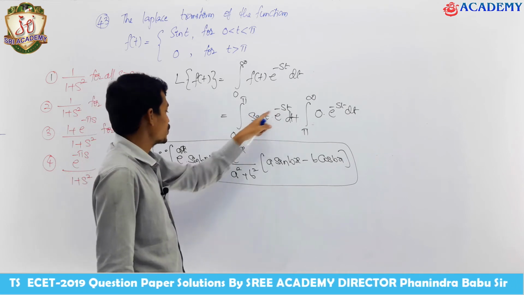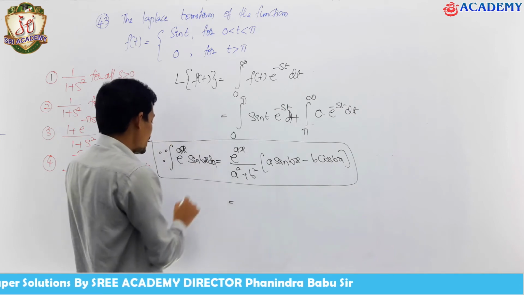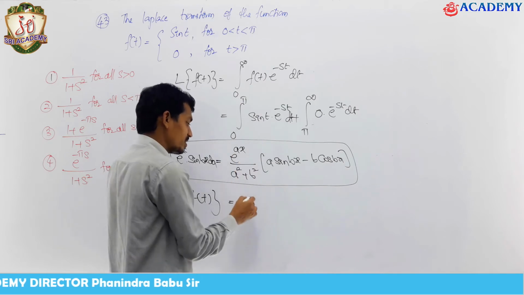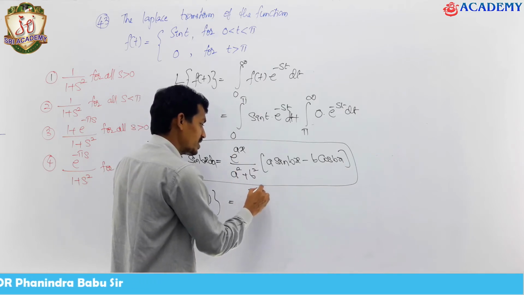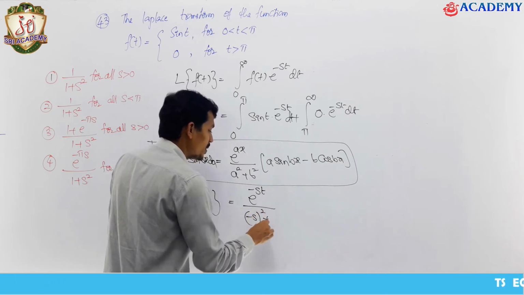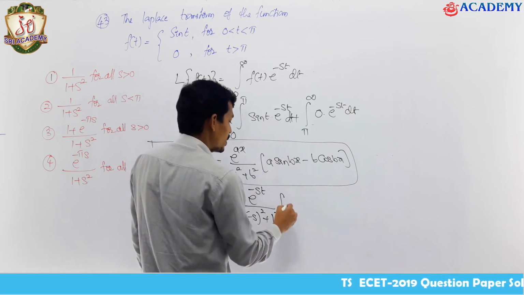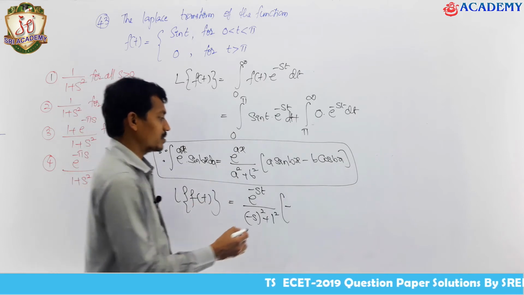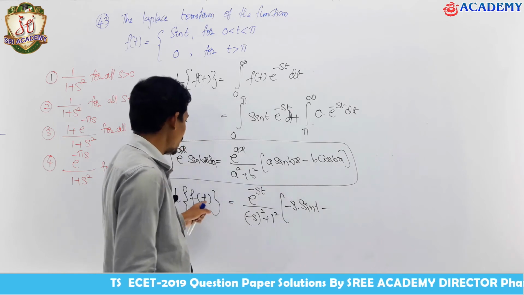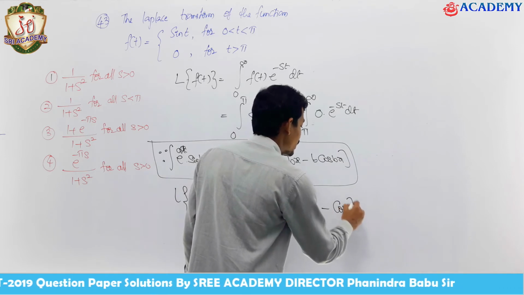In place of a we have minus s, in place of b we have 1. If we substitute, the Laplace transform of this function is going to be e power minus st divided by a square, which is minus s whole square, plus b square, which is 1 square, into a, which is minus s, into sin t, minus b, which is 1, into cos t.